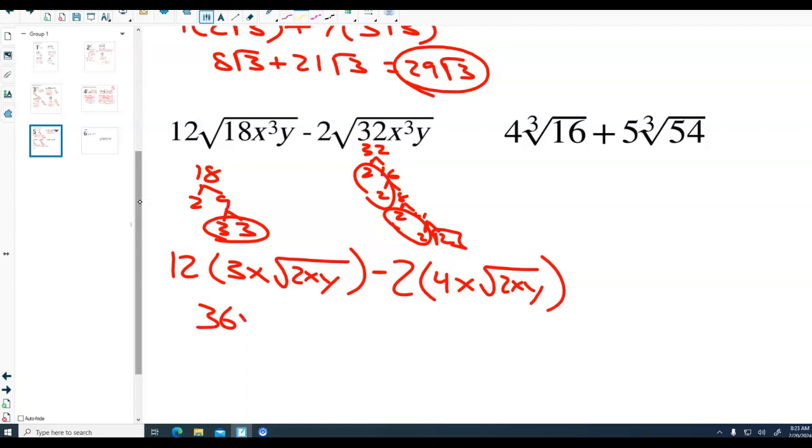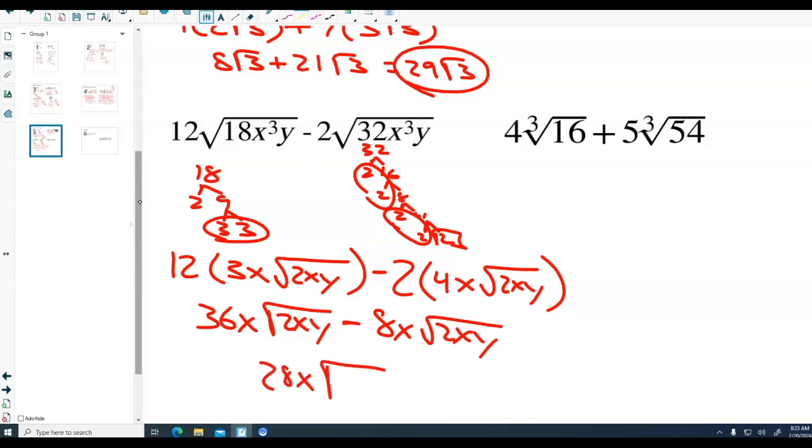Here we get 36x, radical 2xy. 8x, radical 2xy. 36x minus 8x, 28x, radical 2xy. And get used to the fact you're going to get answers that look like that. They're going to be complicated looking answers with radicals.